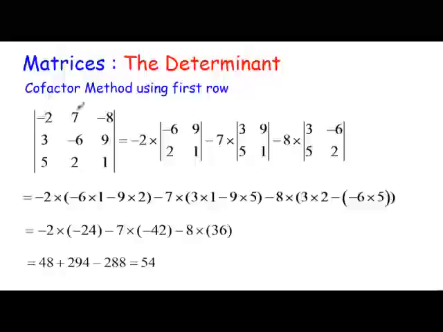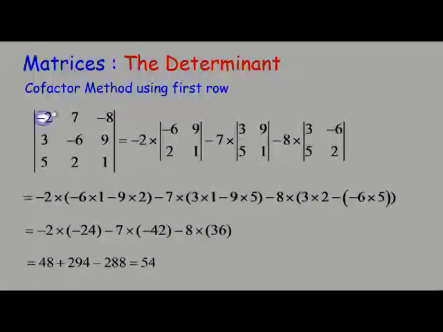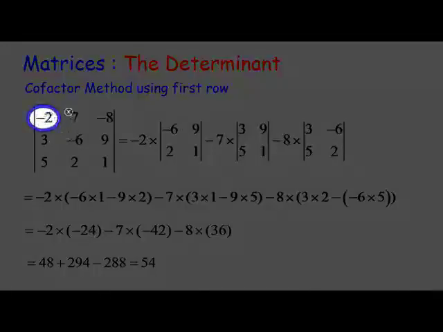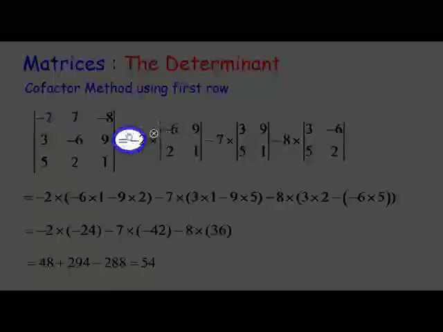I'm going to do it by the first row and the first column. So let's have a quick look. First of all, we're going to work along the first row. Here we have the -2, right? So we're going to take the -2, and you can see here it is, -2.